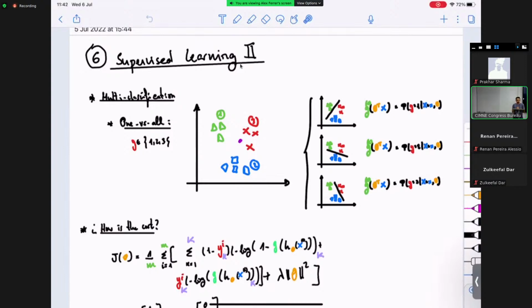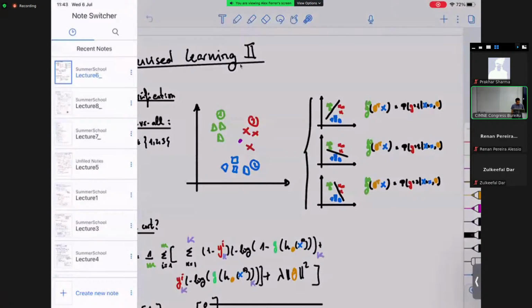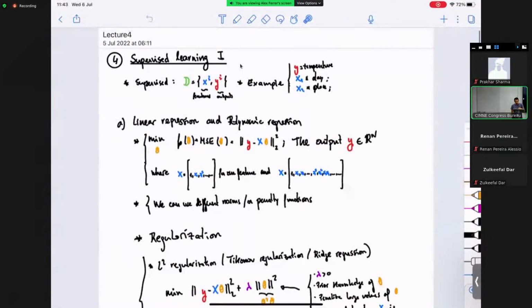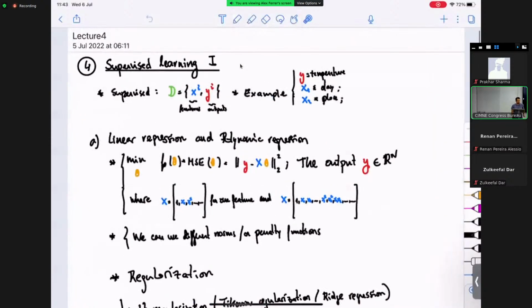So let's continue with the second part. Now we are going to do supervised learning 2. Yesterday we were doing supervised learning 1. So let's do a small recall again. This should be lecture 4, just to learn the topic.